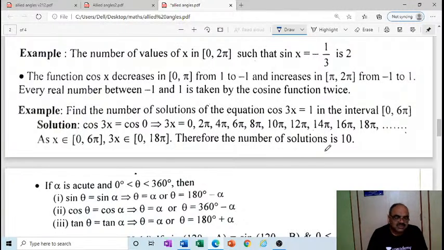So x belongs to 0 to 6 pi, 3x belongs to 0 to 18 pi. Multiply that with 3. Therefore, the number of solutions is 10. 4, 5, 6, 7, 8, 9, 10.